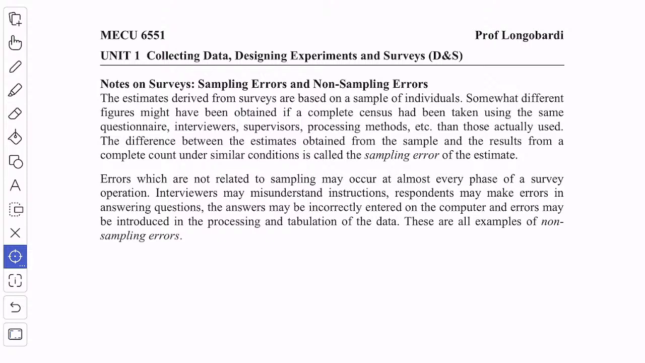So the difference between the estimates obtained from the sample and the results from a complete count under similar conditions is called sampling error. So the fact that we're going to be off in a sample is known as sampling error.